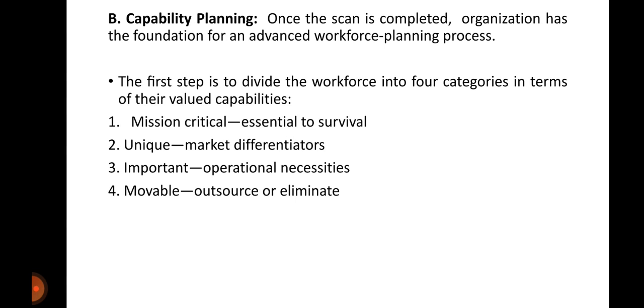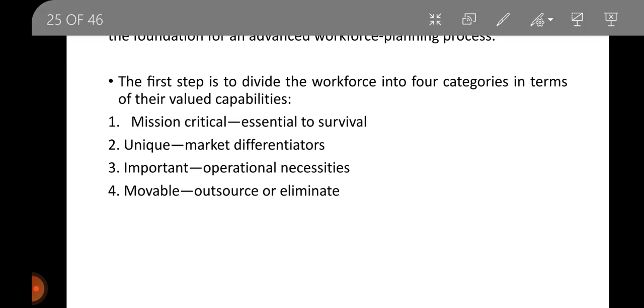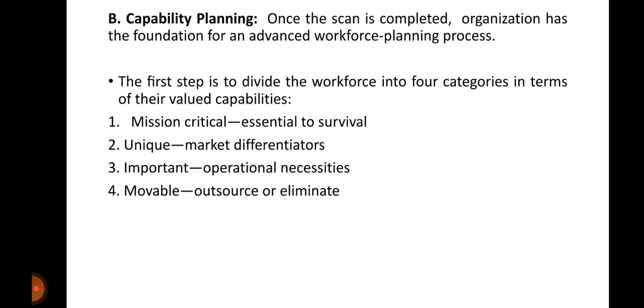And the last slot, which is movable or could be outsourced or eliminated. This set of employees are those who can be easily replaced by any alternative or can even be completely removed from the organization. The organization will not be affected much with or without their presence. And whatever work they do can be done by others as well. It could be automated or it could be outsourced. So these are the people who are of least importance to the organization and could be replaced or removed.